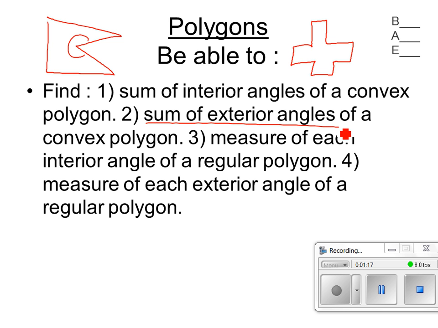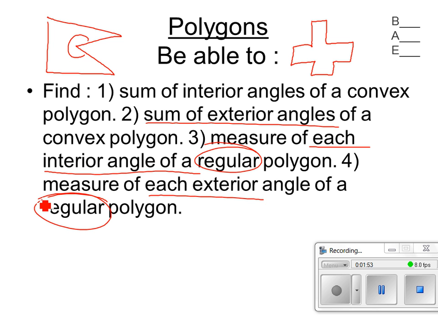Where most of you are going to get messed up on these problems is because you have to read the problem carefully. If it says find the sum of the interior angles, you use one formula. If it says find the sum of the exterior angles, you use another formula. If it says find the measure of each interior angle, you use a different formula. Find the measure of each exterior angle, you use a different formula. So there's 4 different formulas. You have to read the problem carefully so you know which thing you're looking for.